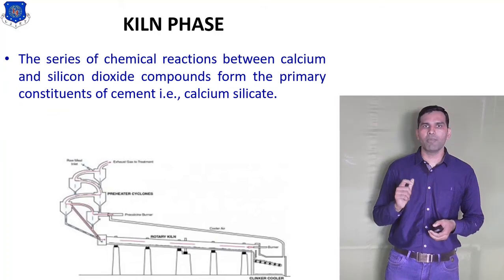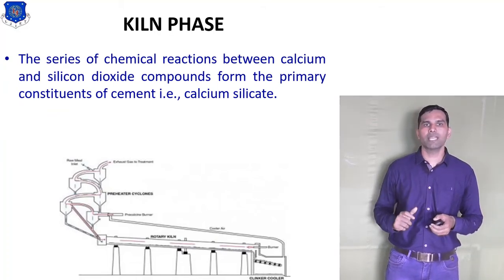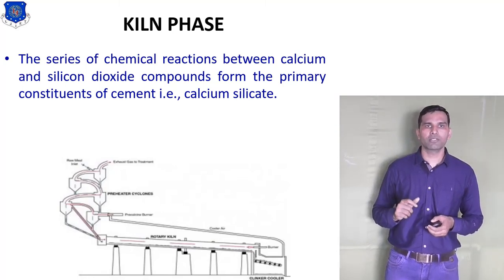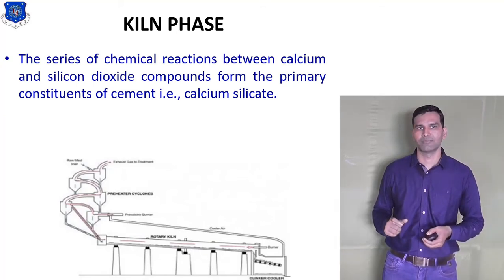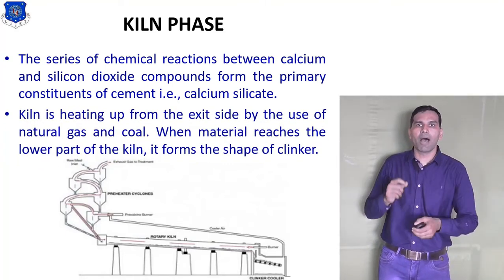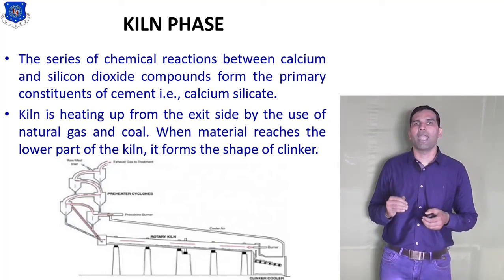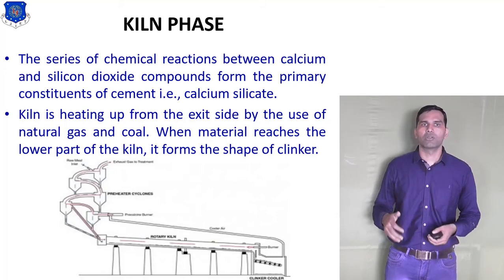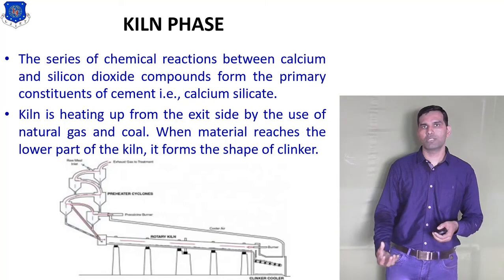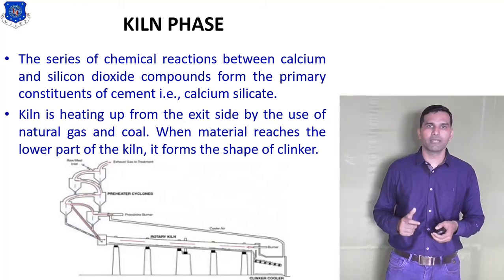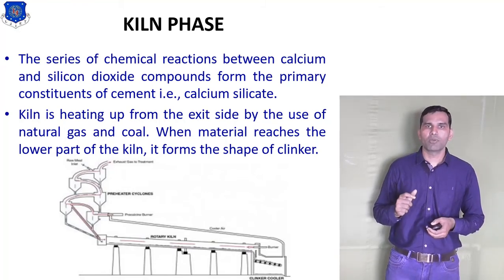A series of chemical reactions between the calcium and silicon dioxide compounds forms the primary constituent of cement, like calcium silicate. The kiln is heated from the exit side by the use of natural gas and coke. So here, to provide the heat, we can use coal or natural gas. When the material reaches the lower part of the kiln, it forms the shape of clinker.